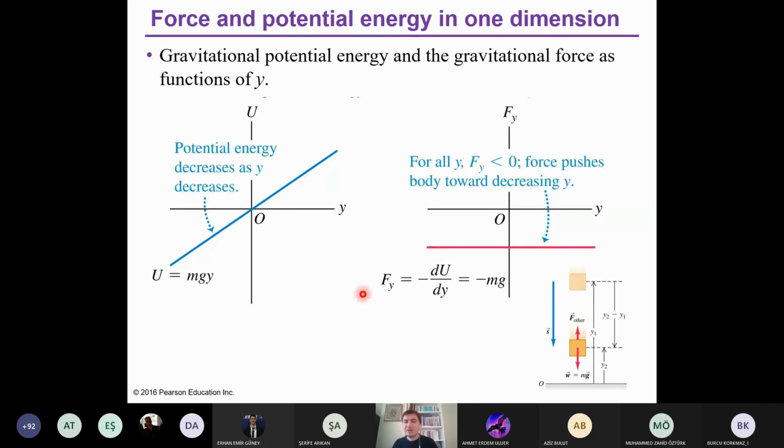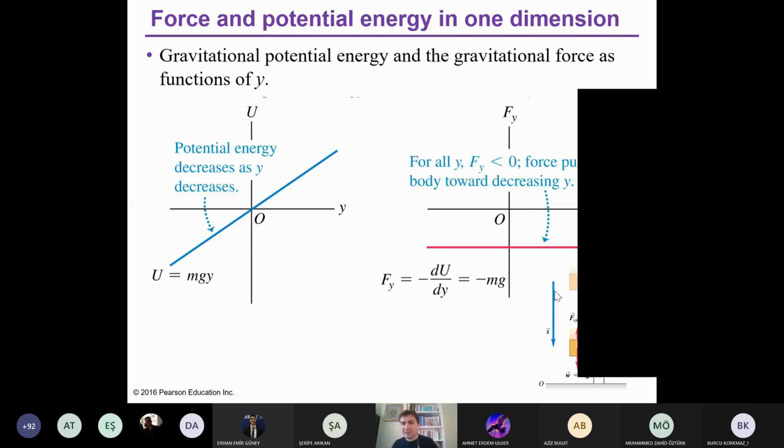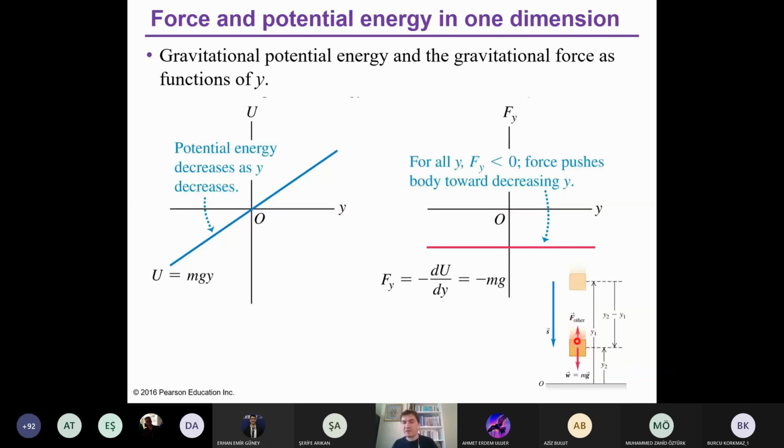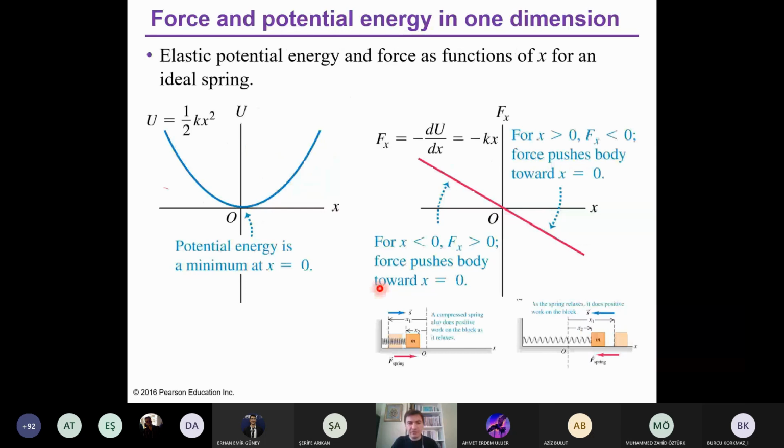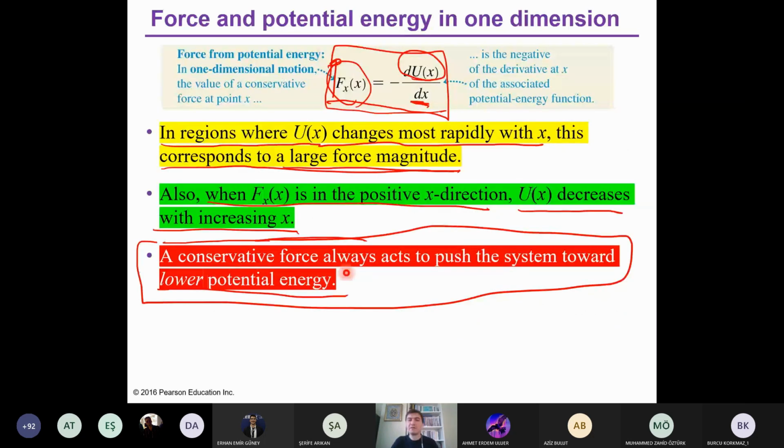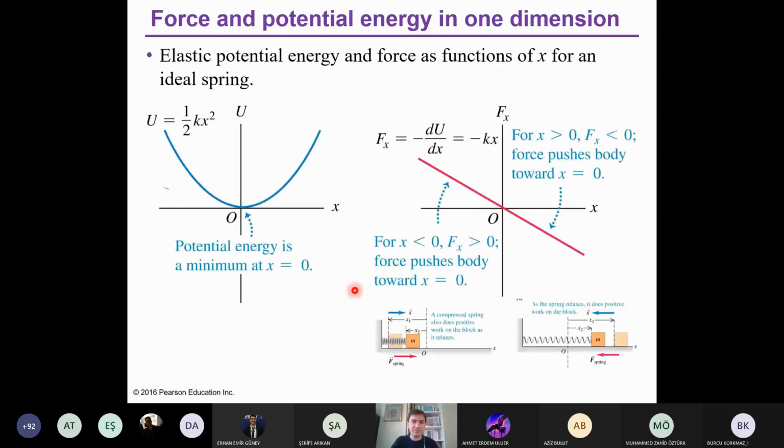And what about this force due to the gravitation, due to the gravity? This force always pushes this box to the minimum energy, okay, to the ground. You see, because this gravitational force is also a conservative force, and a conservative force always acts to push the system toward the minimum potential energy or lower potential energy.